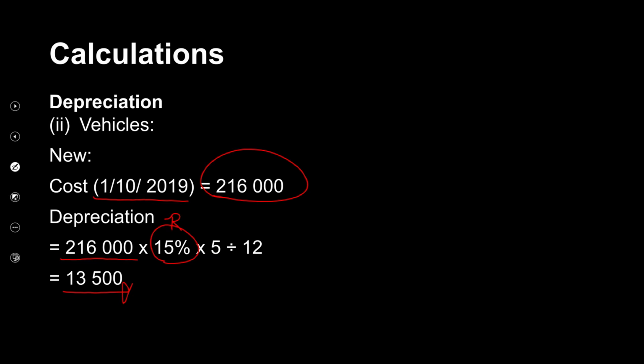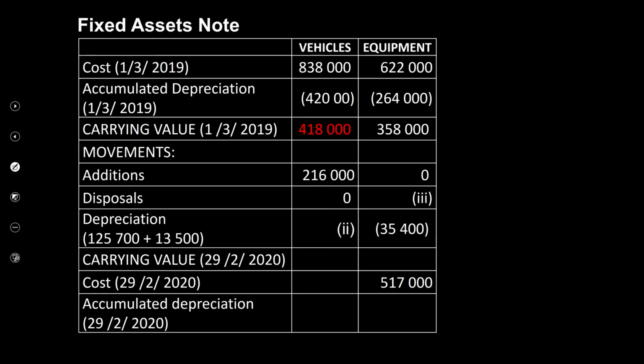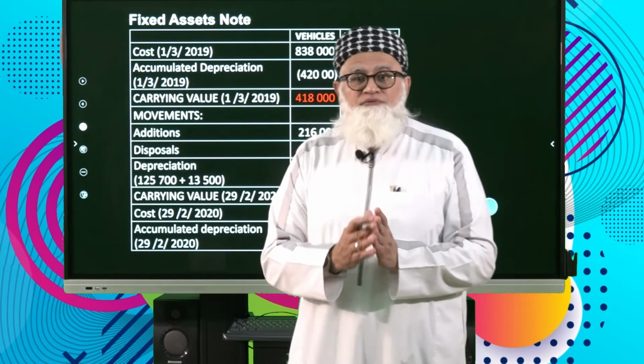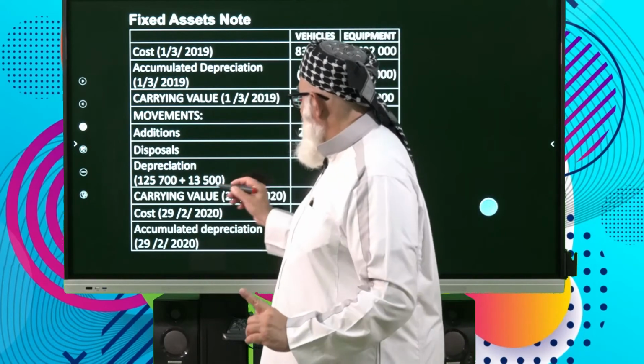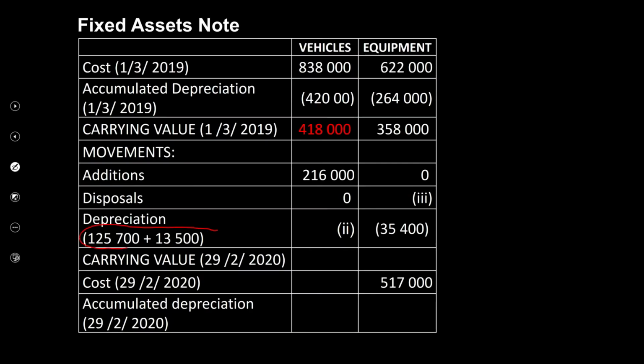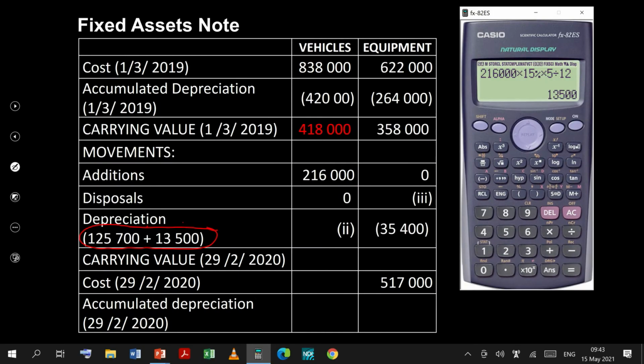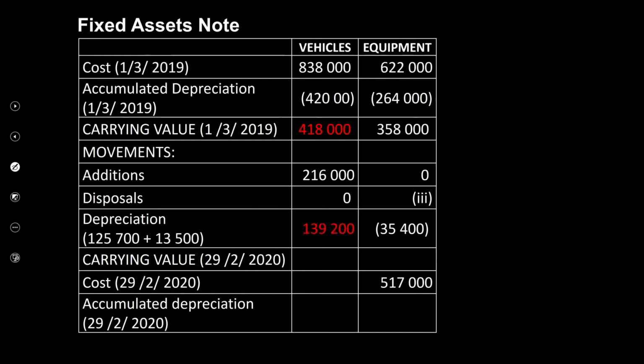Now watch this. We've always insisted that you show your calculations so that in the event of you making a mistake, you can always get part marks. Here we go. There you see it. There's my calculation. There's the old, there's the new. And the total obviously would be my depreciation. Now I got the 13,500 plus 125,700, and this will then give me 139,200, and that's the figure that I'm looking for. Voila, there's my 139,200 in terms of my total depreciation for my vehicles, right?